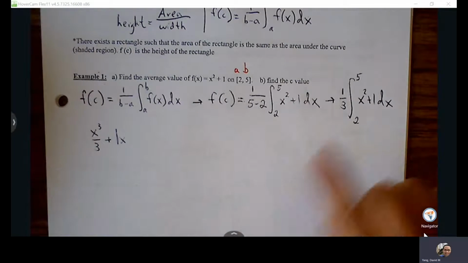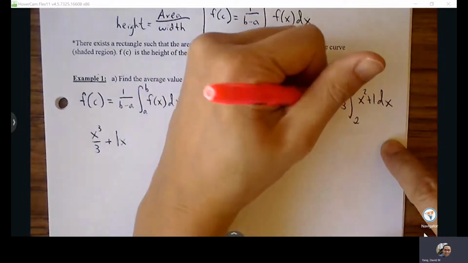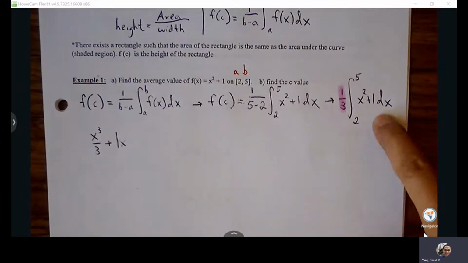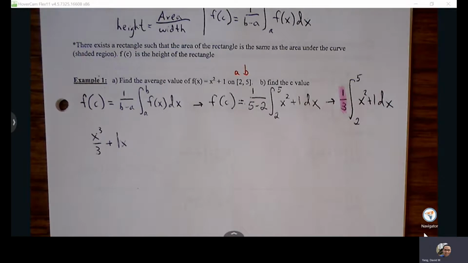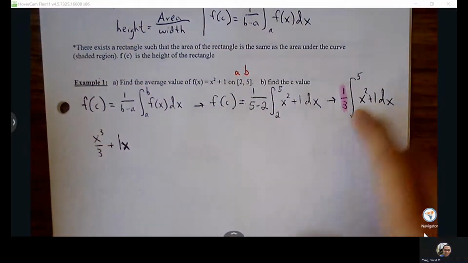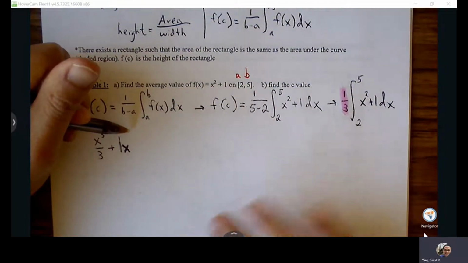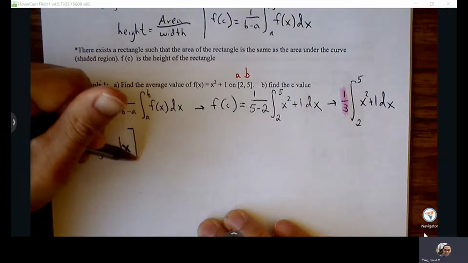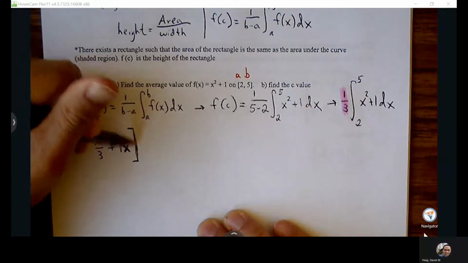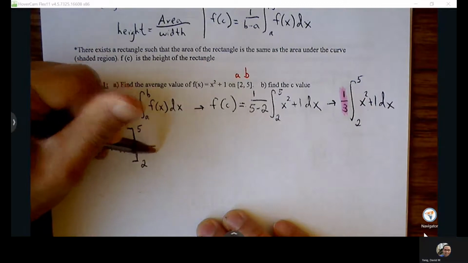Okay, once you find the antiderivative, I'm going to just save that 1/3 for the end. I don't want to forget about that 1/3. But I'm just going to focus my attention right now on just that integral of x squared plus 1. So I found my antiderivative. Now I can work the bounds in. So to indicate that I'm about ready to use the bounds, I'll use a half bracket to the right and insert the 5 and 2.